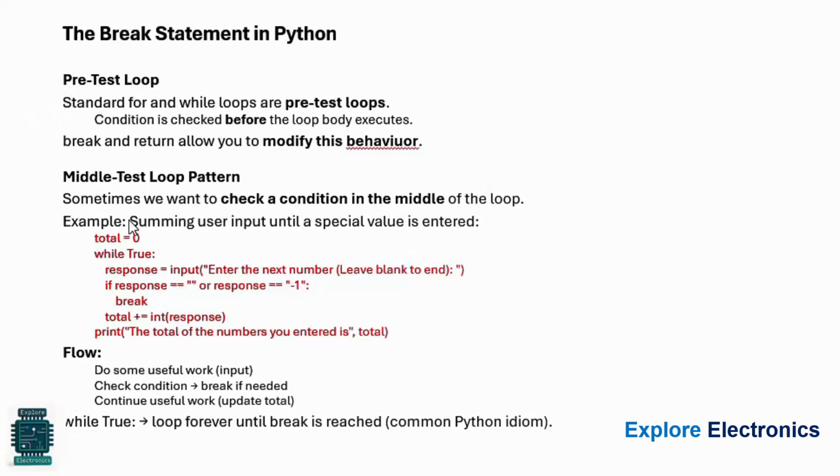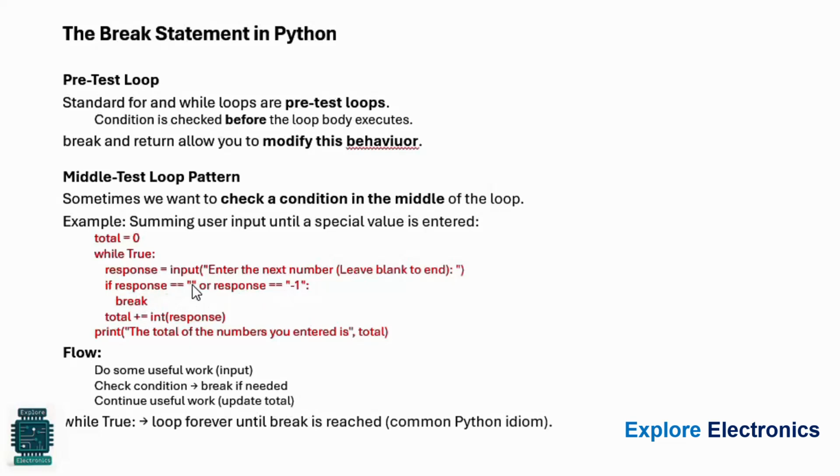And middle test loop means sometimes we want to check the condition in the middle of the loop. For example, summing user input until a special value is entered. Let us see this example. Total is equal to 0 initially. While true, response is equal to input, enter the number, leave blank to end. If response is equal to blank or response equal to -1, break.